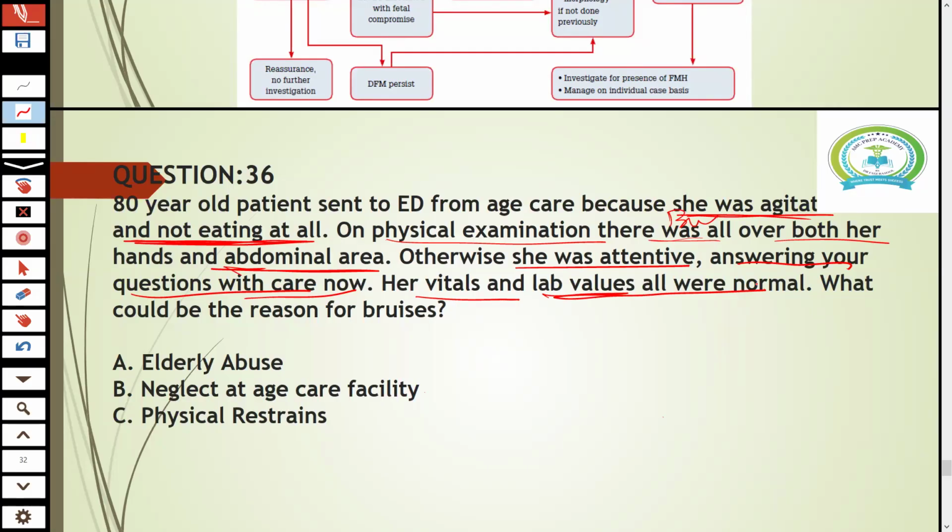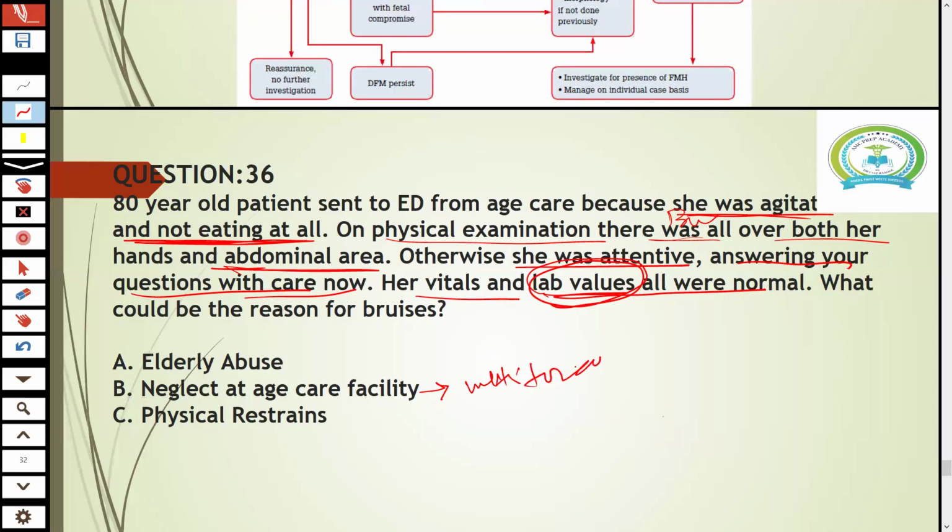It's okay, no worries. So in that case, if there is a case of neglect at the aged care facility, what happened? There will be some disturbance in the labs, like some nutritional deficiencies and some electrolyte imbalances. So that could be evident from these lab values. So neglect at the healthcare facility is excluded.